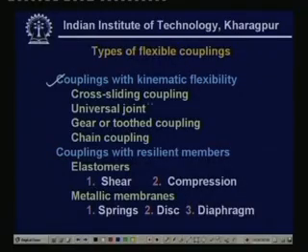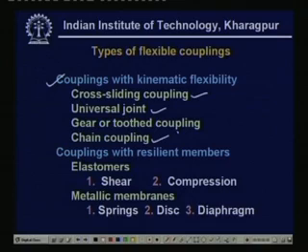One type is cross sliding coupling. Here we use two prismatic pairs. Universal joint, which uses a spherical or special mechanism. Gear or tooth coupling, this is again a higher pair mechanism, and chain coupling, which consists of a large number of revolute pairs. So, it leads to a large flexibility of the coupling.